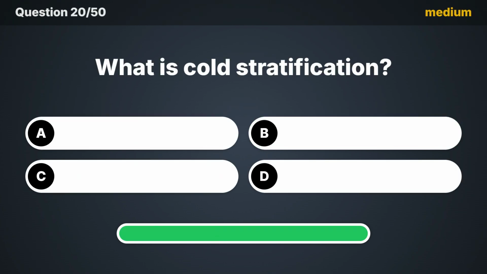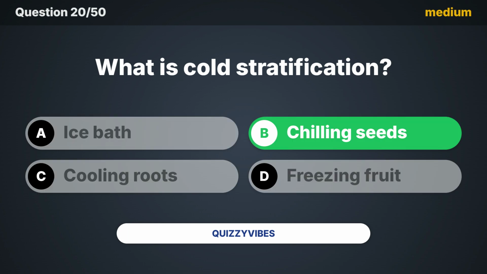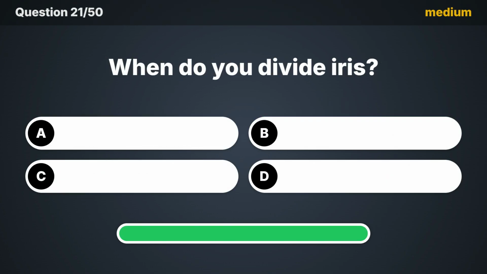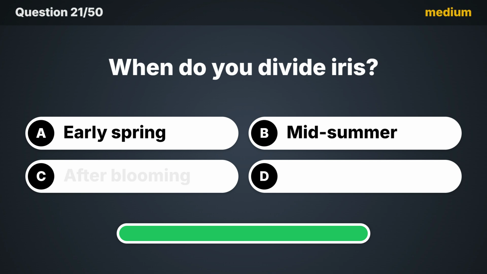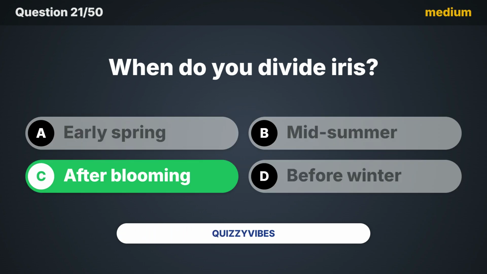What is cold stratification? Here is the answer: chilling seeds. When do you divide iris? The correct choice is after blooming.